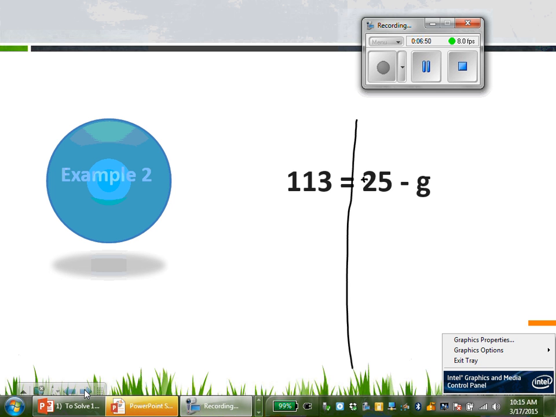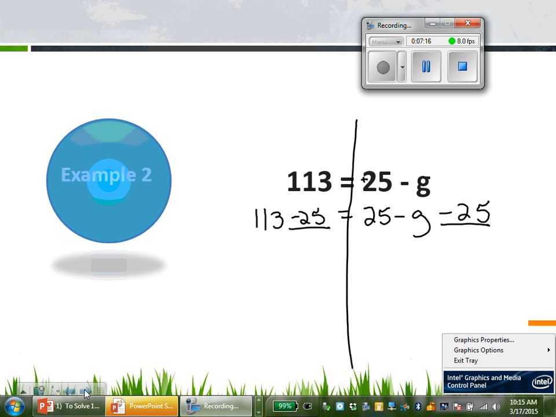Okay? So I'm going to rewrite the 113. Why do I scoot it over? So I have room to put what I'm doing to both sides. So I'm going to rewrite this, and on the end of it, I'm going to put what I'm doing. So I'm going to subtract 25 and subtract 25. Any questions on that?